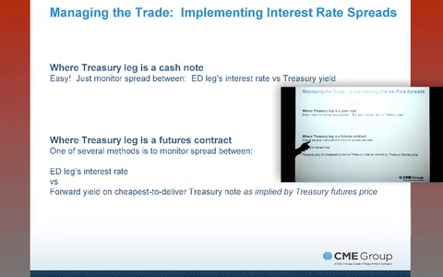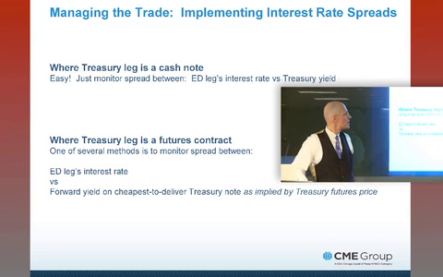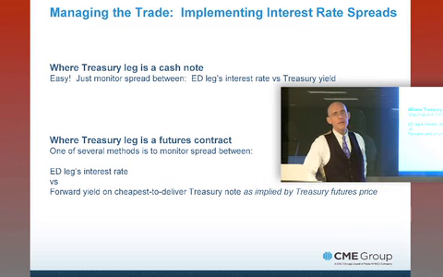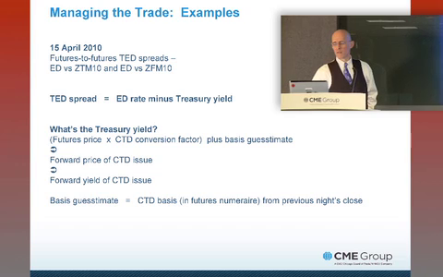If the Treasury leg is a futures contract, there are various ways you can get to this yield spread. The Eurodollar leg remains the easy part. But what's probably fastest would be to back out the forward yield on the cheapest to deliver Treasury note that's implied by the Treasury futures price. It's not hard to do.